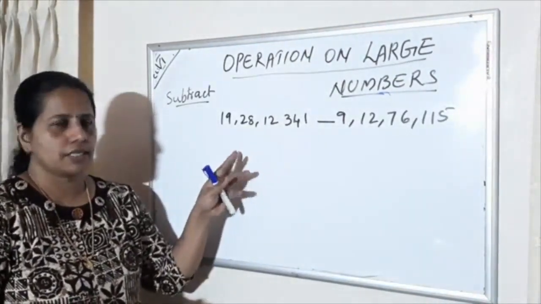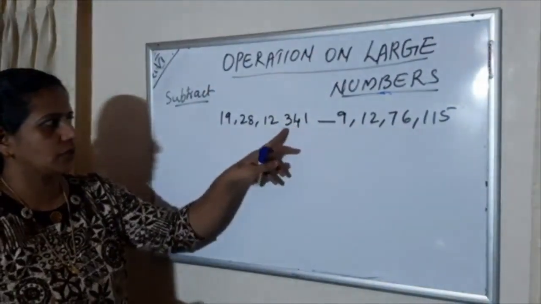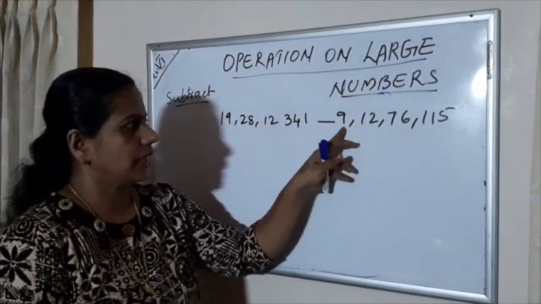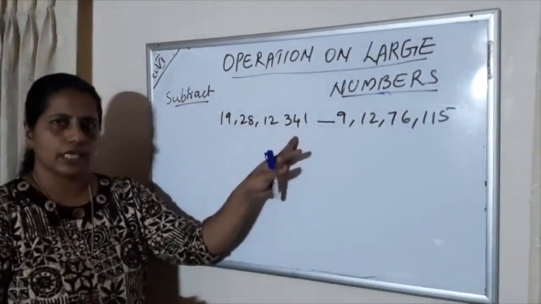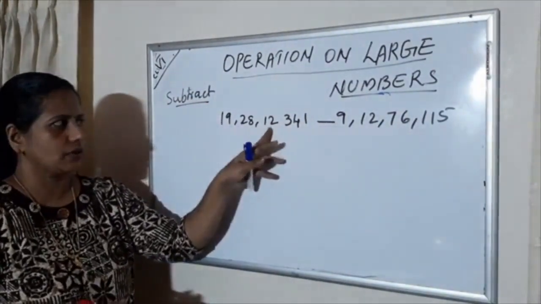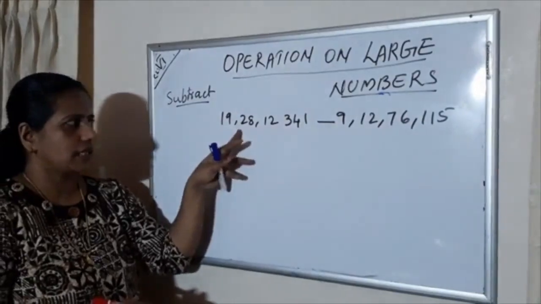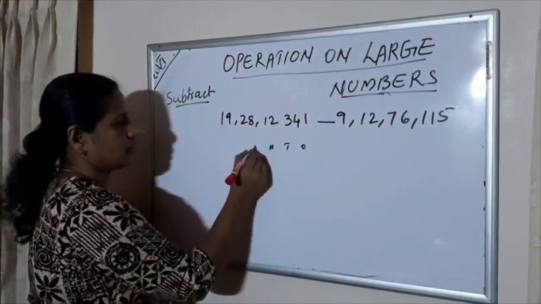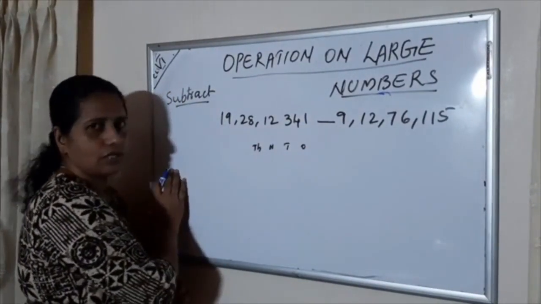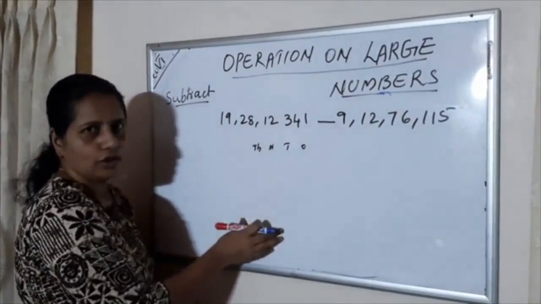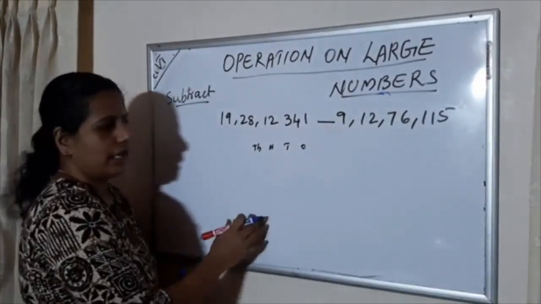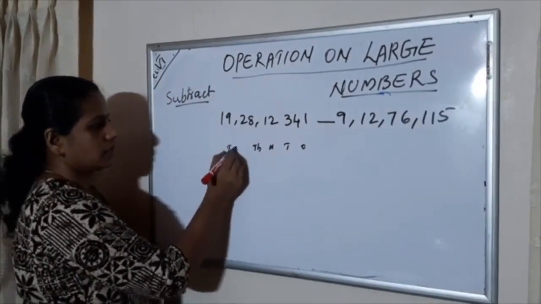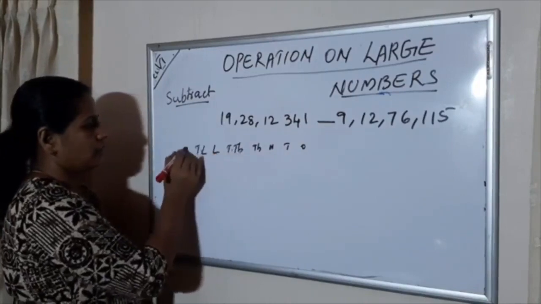Next, subtraction. Subtraction is done the same way. Count the number of digits: 1, 2, 3, 4, 5, 6, 7, 8, 9 and 1, 2, 3, 4, 5, 6, 7, 8. After that, write the place values: ones, tens, hundreds, thousands, 10,000, lakh, 10 lakh, crore, 10 crore. No need to write all these every time. For the first 1 or 2 problems you follow the same; after that you can do it without writing all this.